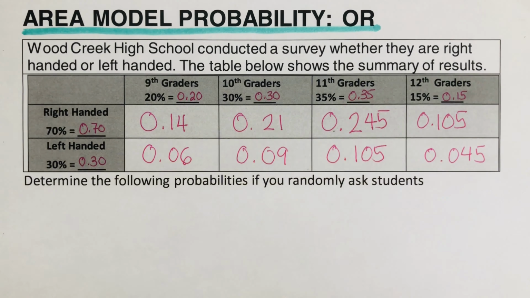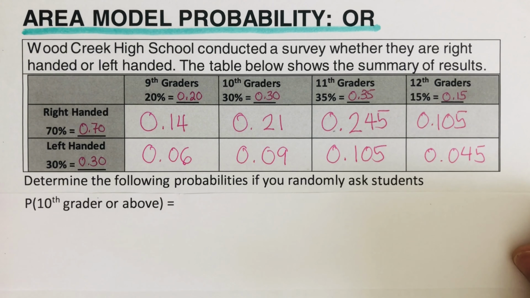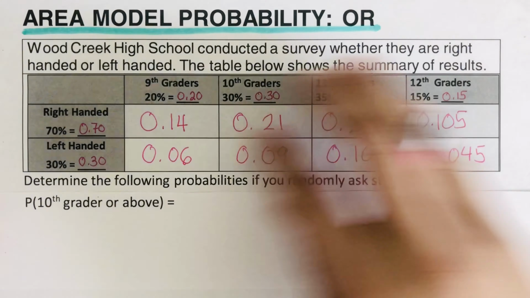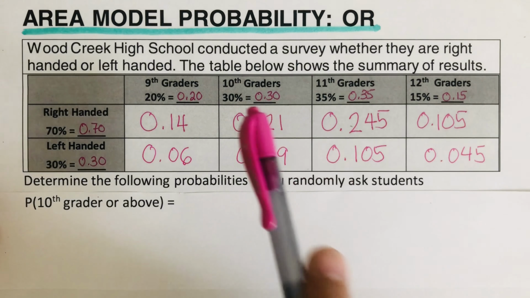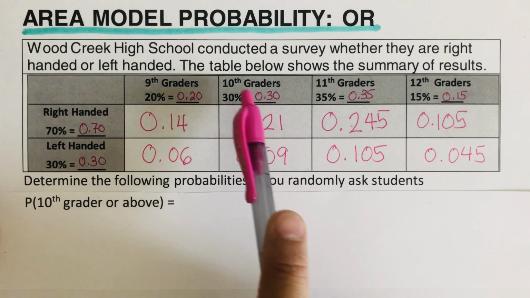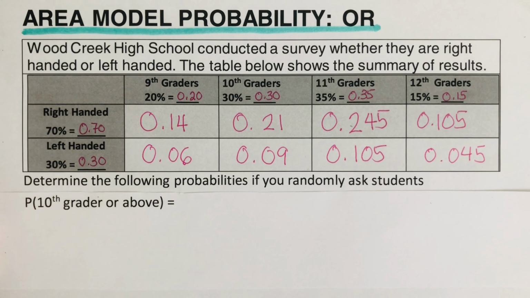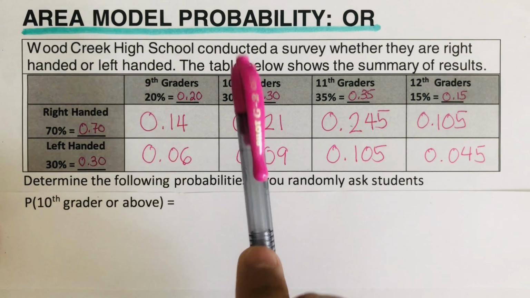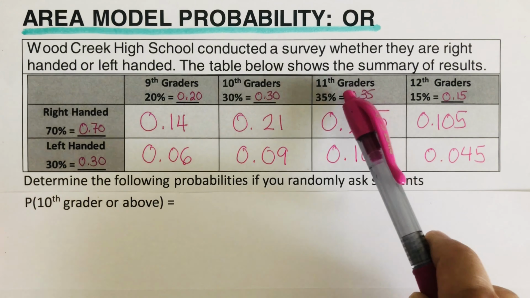Good. Perfect. Now let's have another example. Let's take this one. What is the probability that when you go to this school, given this data in the table, you get a 10th grader or above? In the previous problem, we only asked for an 11th grader, but this time we want to know the probability that you will be able to ask a 10th grader or above. So 10th grader or above means these three. It can be a sophomore, a junior, or a senior.